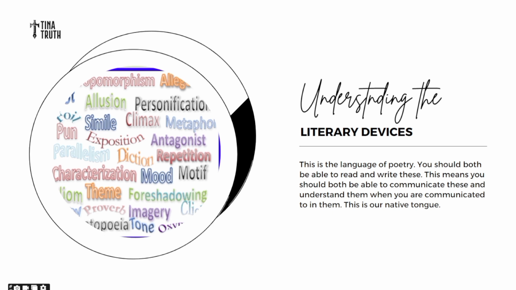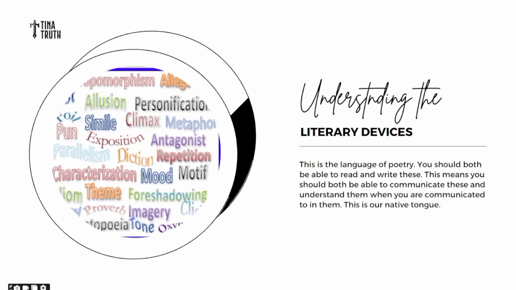Okay, so today, understanding the literary devices. Now, the literary devices are the language of a poet. It is with these devices that we communicate to the world and to one another. So, this is our native tongue, this is our dialect. If you're from a particular place, you have a tribe, you speak a particular language that you all understand. This is what literary devices mean to us. This is our language. It is with literary devices that we communicate.